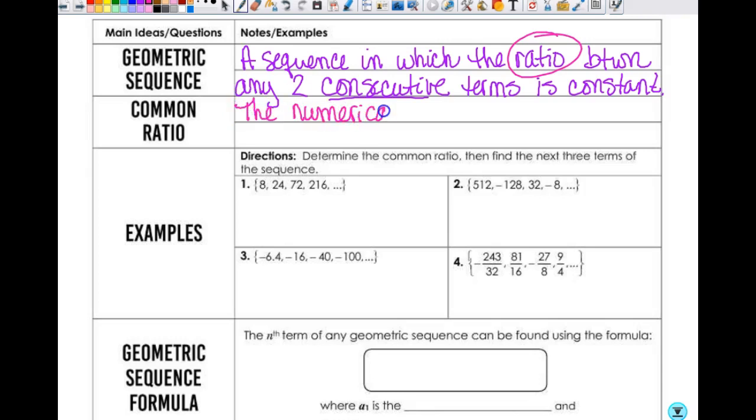And it's said that way because it's not going to be a variable. It's going to be an actual number. It's the numerical ratio between any two terms, where your variable is equal to R. R for ratio, D for difference.